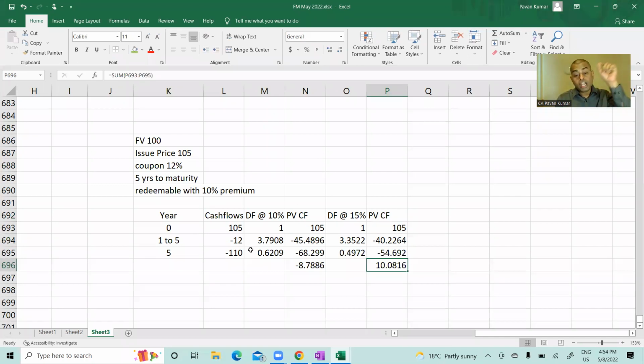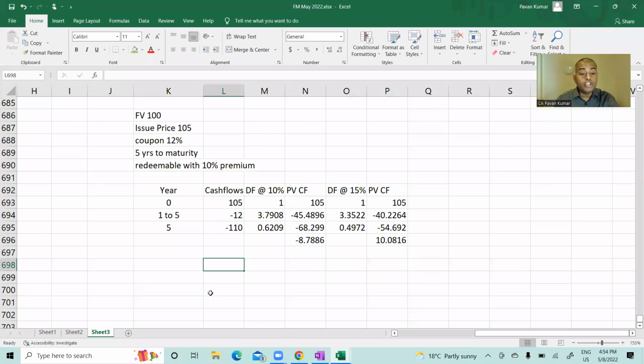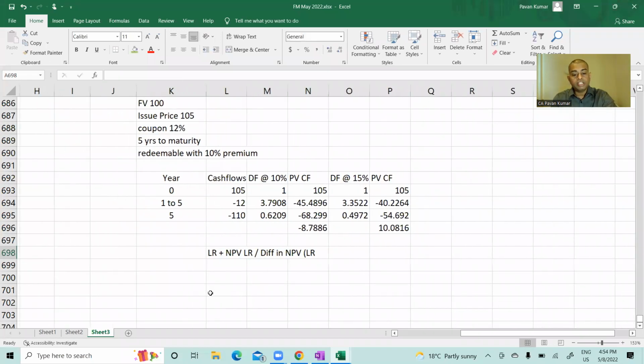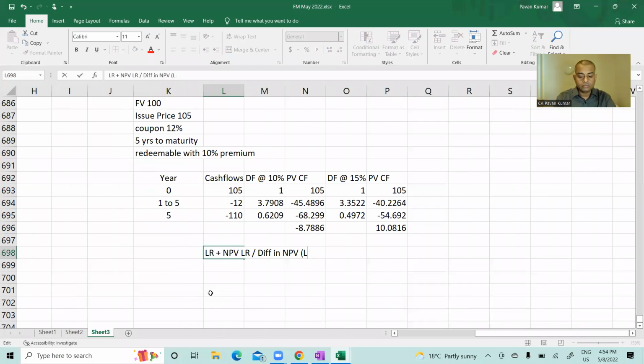Now, the rate we want lies between these two. At 10% you are getting minus 8, at 15% you are getting plus 10. Do you remember how to calculate IRR? IRR is equal to lower rate plus NPV at lower rate divided by the difference in NPVs, into higher rate minus lower rate. You remember this formula? Both rates are guesses only, correct?